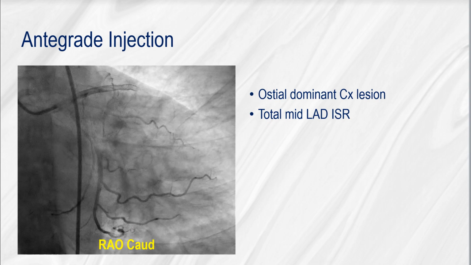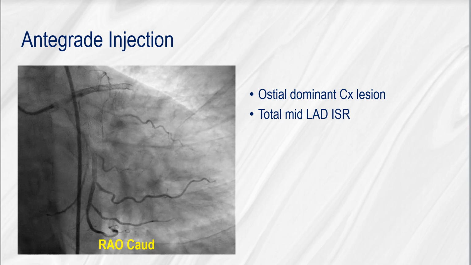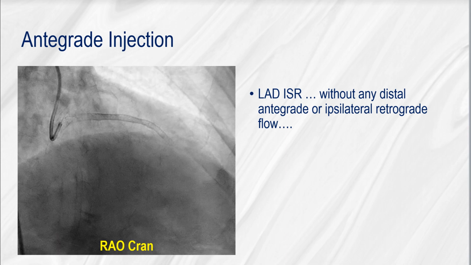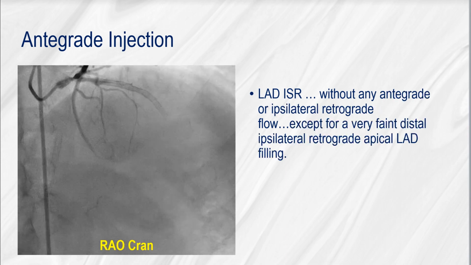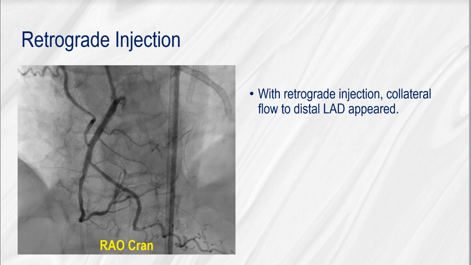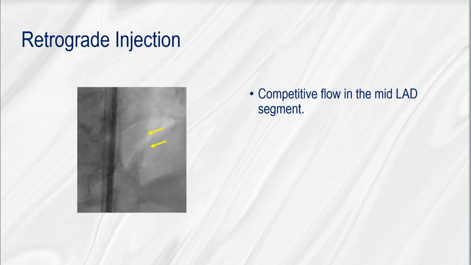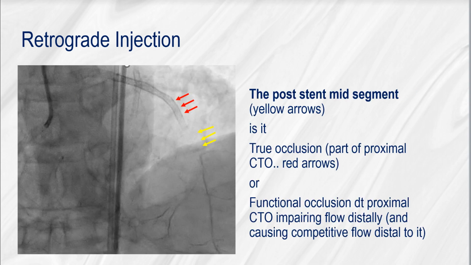Case number 5. With antegrade injection, there is ostial dominant CX lesion with total mid-LED instant restenosis without any distal antegrade or ipsilateral retrograde flow, except for a very faint distal ipsilateral retrograde apical LED filling. With retrograde injection, collateral flow to distal LED appeared, with competitive flow in the mid-LED segment. The post-stent mid-segment, yellow arrows.